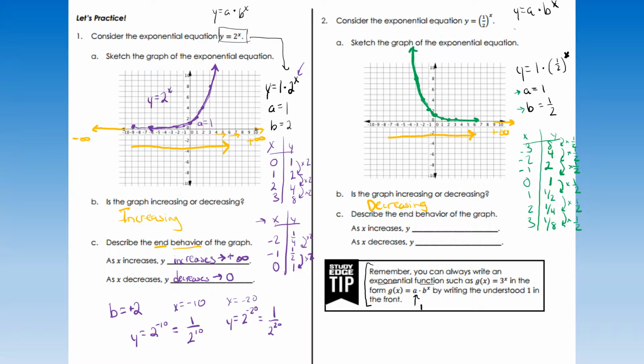And so y is decreasing. And what is y approaching? Y is decreasing and getting closer and closer to 0. Okay. We keep making smaller and smaller fractions when we multiply by 1/2.